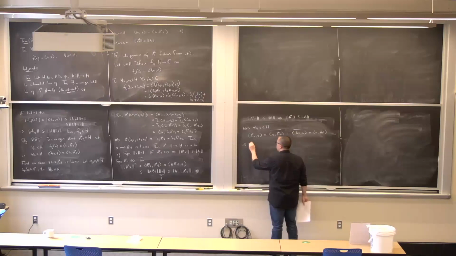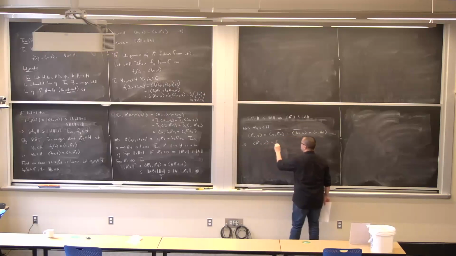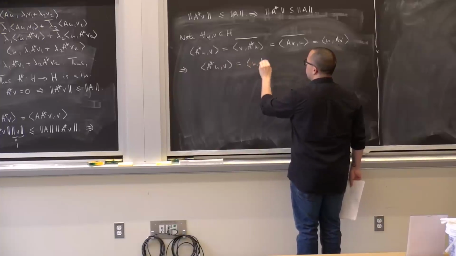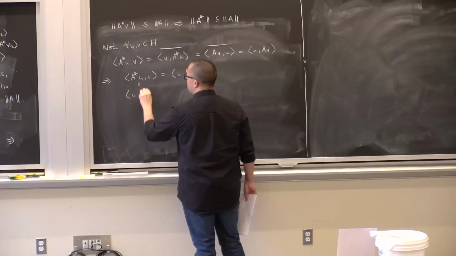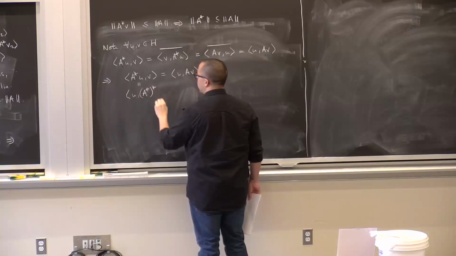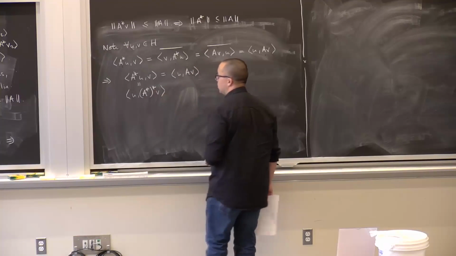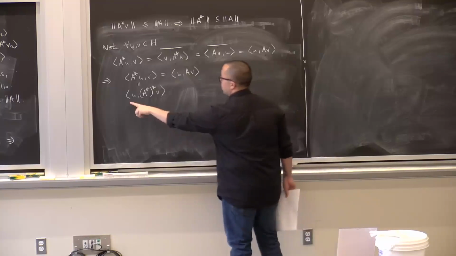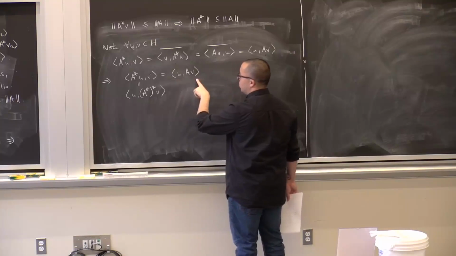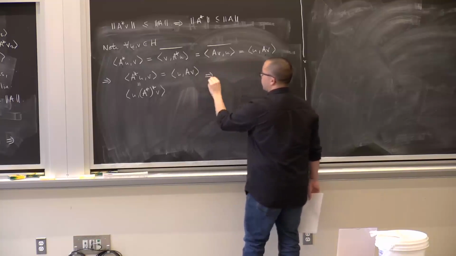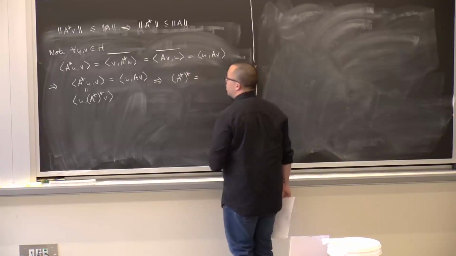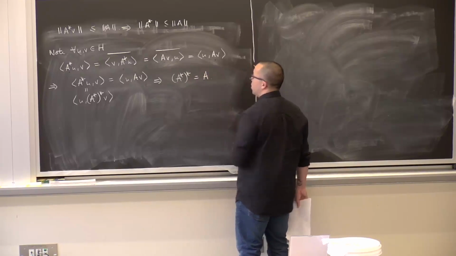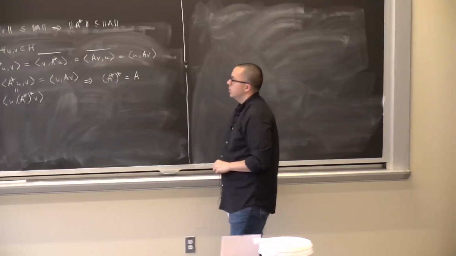So we've shown that A star U, V is equal to U, A V. And recall, this is supposed to be equal to U, A star star, so the adjoint of the adjoint. Okay, and we've shown that this quantity is equal to this quantity for all U and V. And therefore, the adjoint of the adjoint is equal to the operator again. Okay?